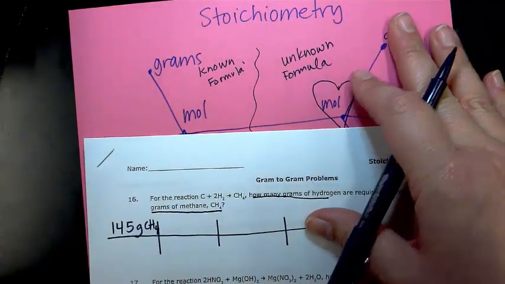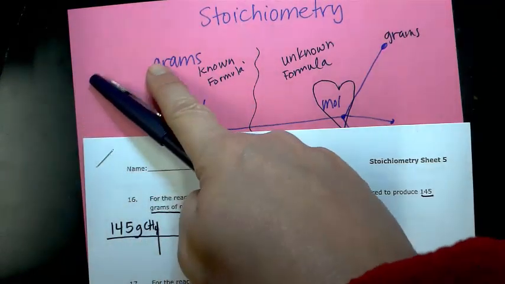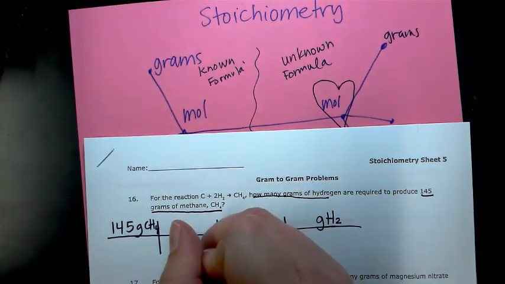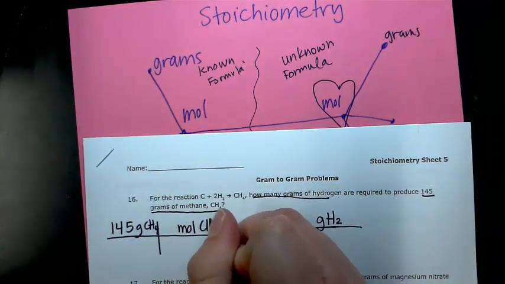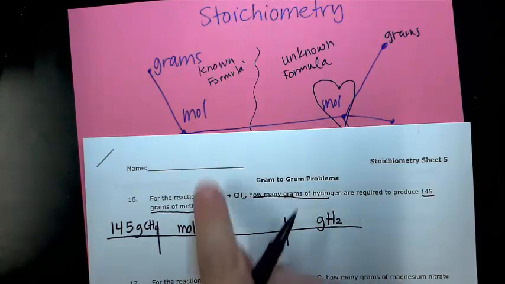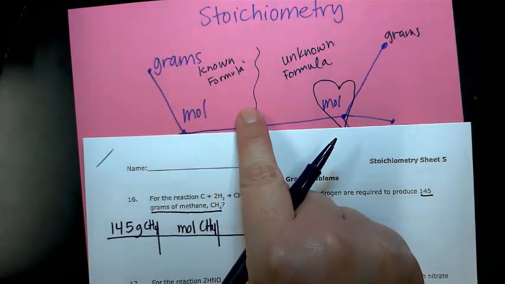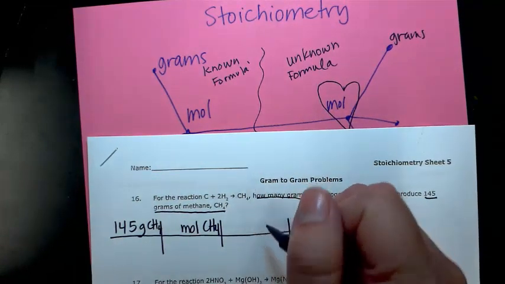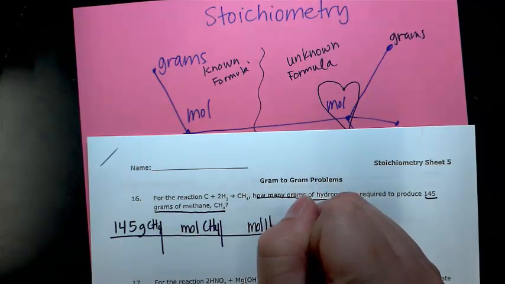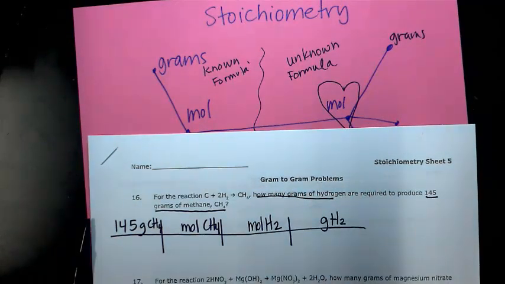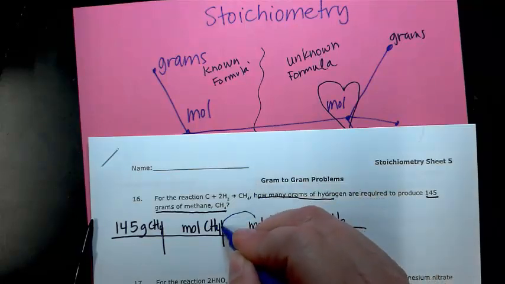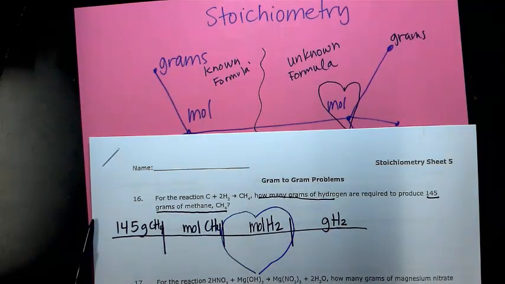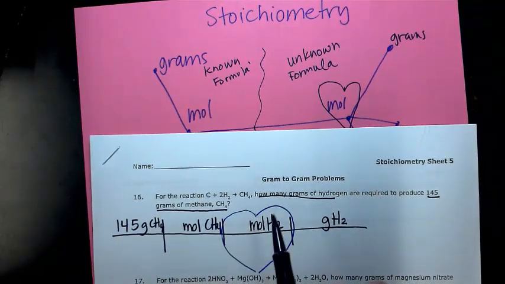Following our little map, I have grams of our known formula, which was that CH4. I'm going to go down to moles using our known formula, so our next box is moles of CH4. Then I'm going to go across the squiggle line, meaning I'm going to change formulas now, and I'm going to go to moles of our unknown formula, which is that H2. So this right here is moles of H2. Remember, go ahead and put your heart there, because I'm going to insist that you have it every time. Really, it keeps you from getting confused. While I know it seems like an extra step, it actually is an important one.